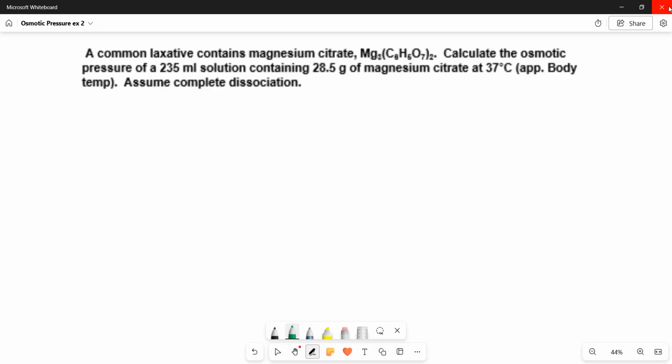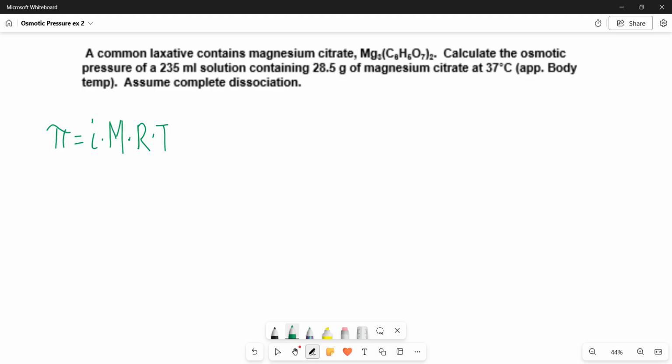We're going to solve this problem. In our other videos I explain what the formula is. Pi, the osmotic pressure, equals the Van Hoff factor times molarity times the gas law constant times temperature. So let's look at the problem and identify the pieces.